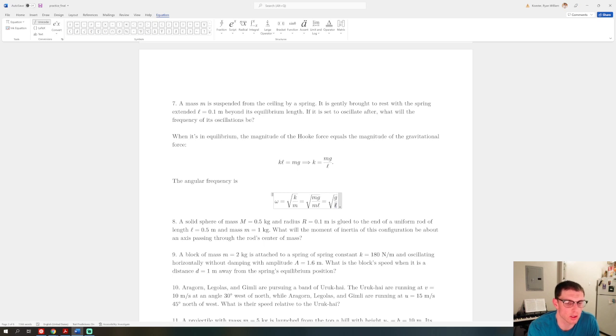I'm also telling this person that you don't need the spring constant, in case they're not here. And so here we find, let's see what we got, square root of 9.81 divided by 0.1. I'm getting about 9.90 radians per second.